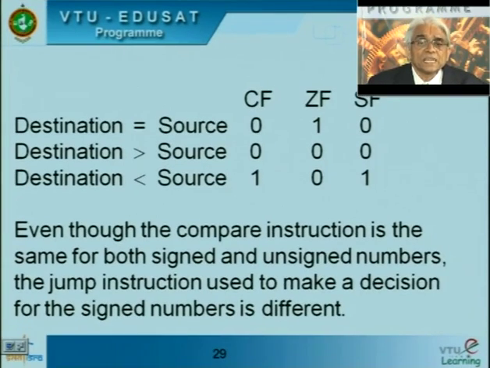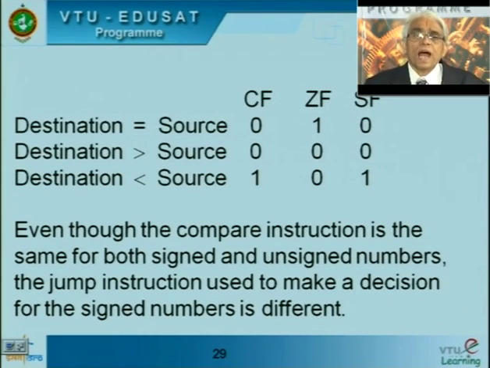If the destination is greater than source, we say that we have the result which is positive. When the result is positive, obviously there cannot be any carry flag, because subtraction of destination minus source will make no carry being taken, as a result of which carry flag is equal to 0. The result cannot be equal to 0, so zero flag is equal to 0, and since the signs will also not change because destination is greater, sign flag will always be equal to 0. So all the 3 will be 0.